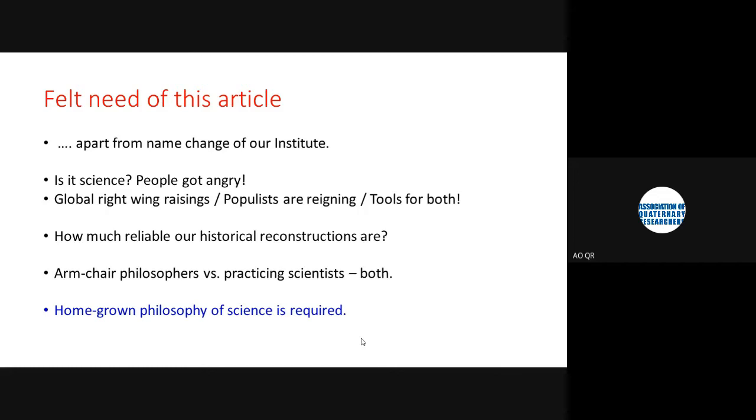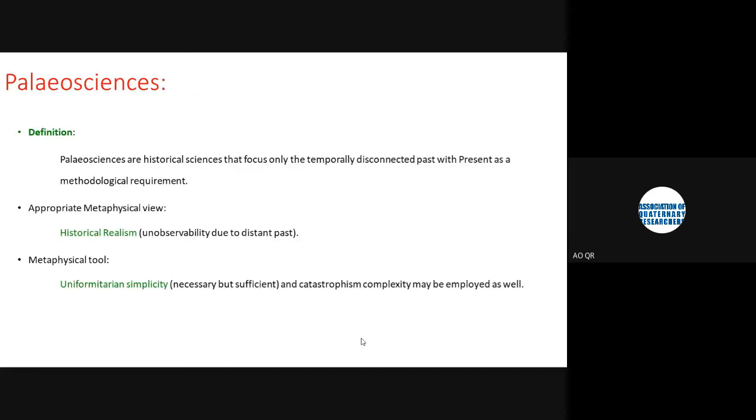A physicist should not write a philosophy of paleoscience. In the strict sense, I don't know whether I am the right person to write that article or not. So some of us can take it further, because there is a lot of scope for improvement. I just start with a definition, and I'll not spend more time on it.